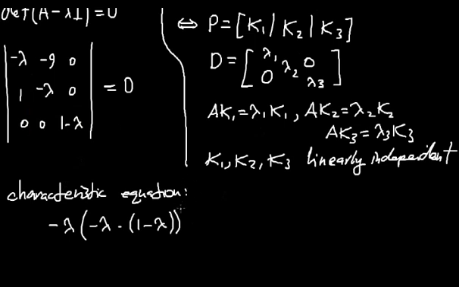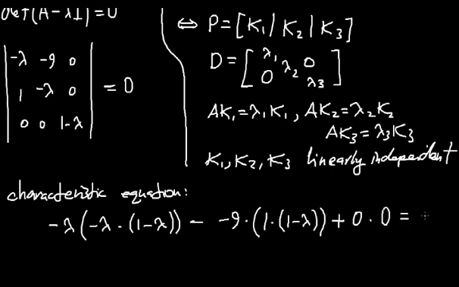Then, from that, we have to subtract minus 9 multiplied by the determinant of the matrix excluding the middle column, and that's going to be 1 times 1 minus lambda, minus 0. And again, 0 doesn't have any effect. And then we have plus 0 times something. We don't even have to worry about what that thing is, but in fact it is even 0. So the characteristic equation is given by equating this expression to 0.